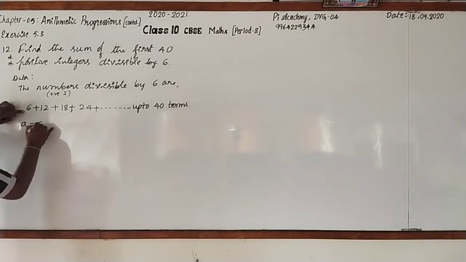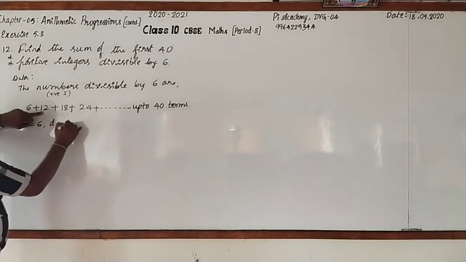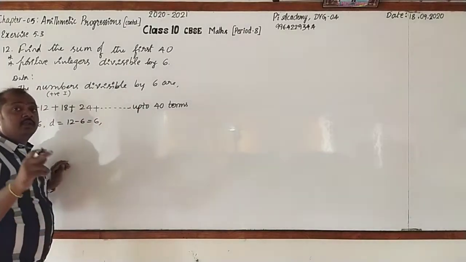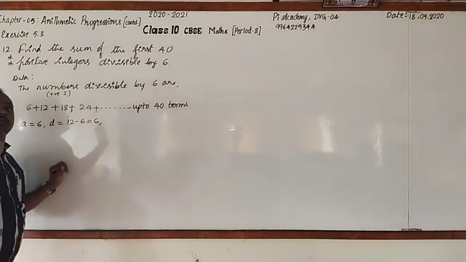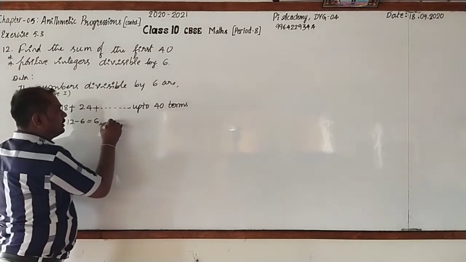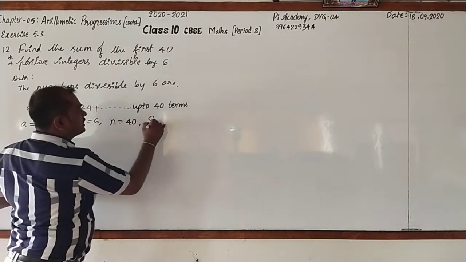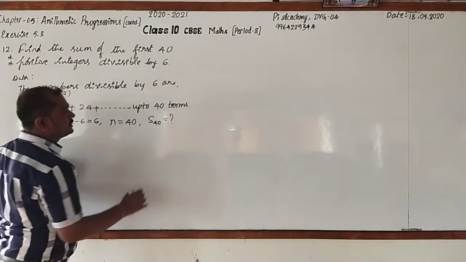Terms: A is 6, D is 12 minus 6, which is 6. What does 40 indicate? It is the number of terms, not the last term. It is the number of terms, n equal to 40. You are going to find the sum of the first 40 positive integers. It is S40.